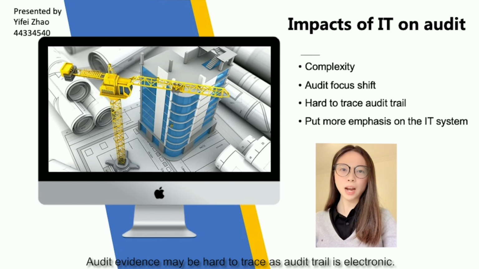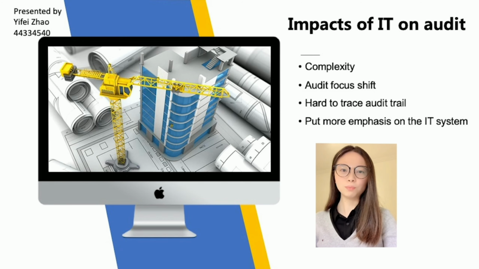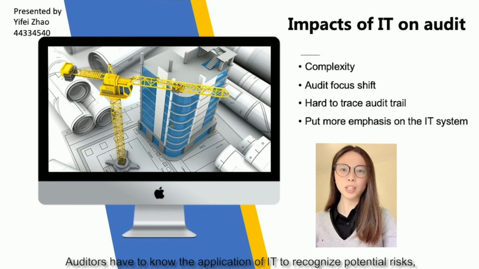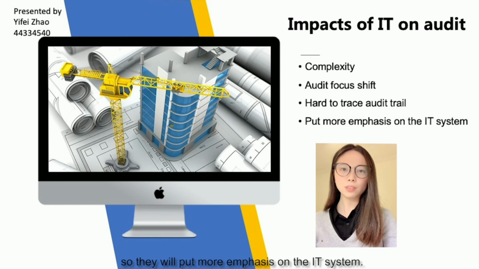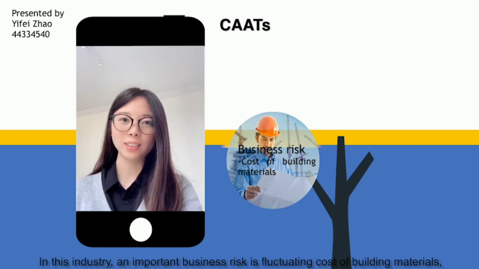IT increases the complexity of audit and causes audit focus shift. Audit evidence may be hard to trace as audit trail is electronic. Auditors have to know the application of IT to recognize potential risks, so they will put more emphasis on the IT system. In this industry, an important business risk is fluctuating cost of building materials, which causes the potential control issue: accuracy of using IT to report inventory in NRV.